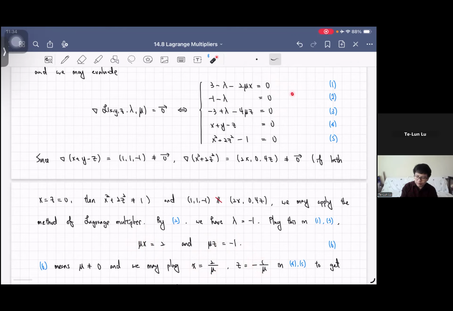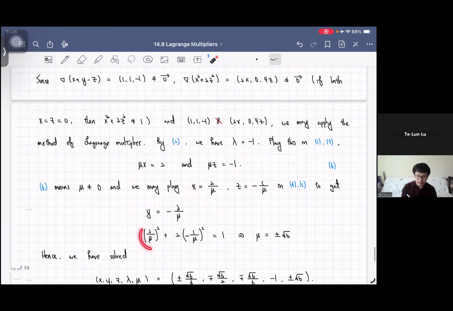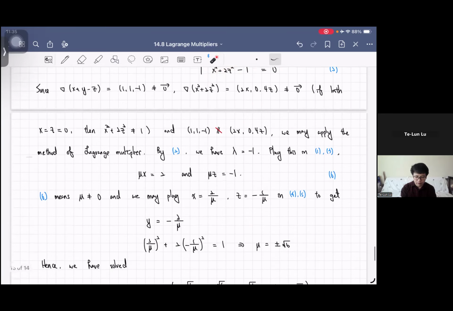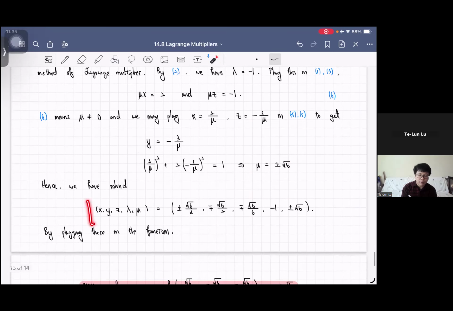And now we can solve mu by plugging those two guys, the sixth equation, into this fifth one. You get 2 over mu squared plus 2z squared, which is 2 times 1 over mu squared, equals 1. And you can then solve mu to be plus minus root 6. And then you have this fourth equation, right? Now we know x and z, we can solve for y. So it turns out that x, y, z, lambda, mu can be solved in this order.